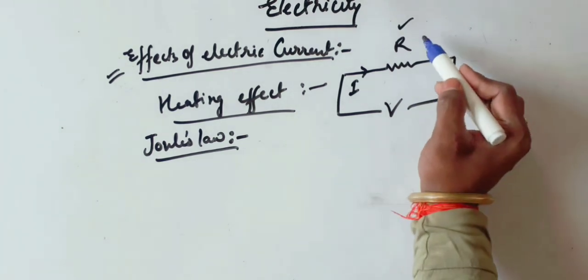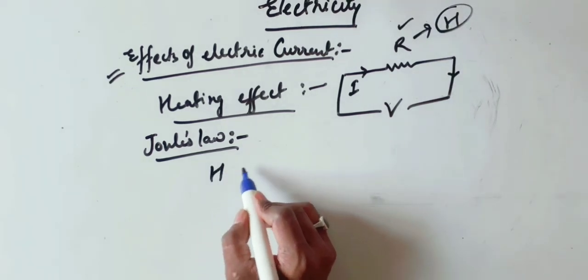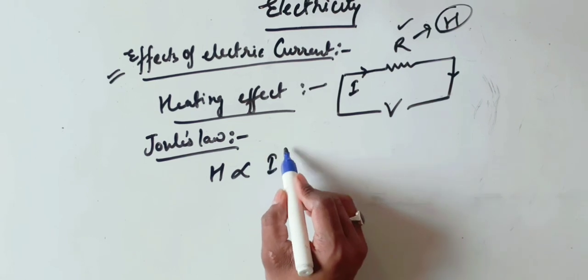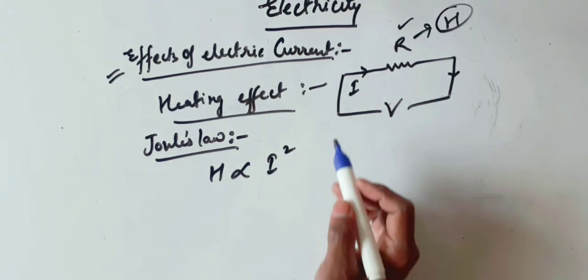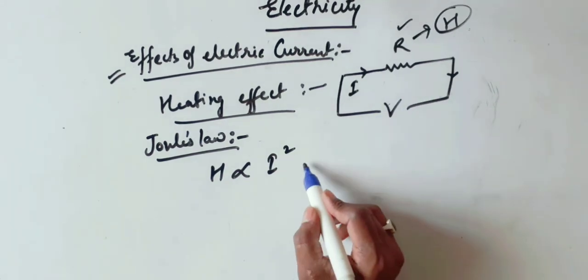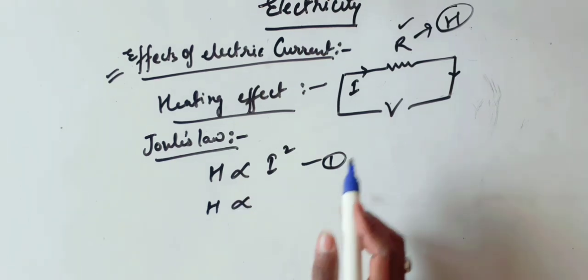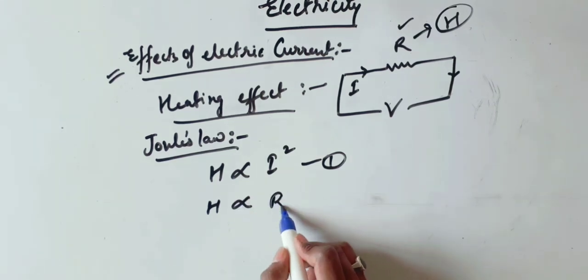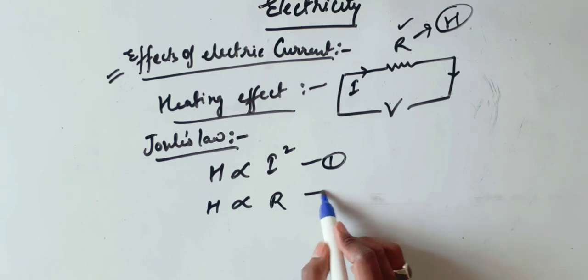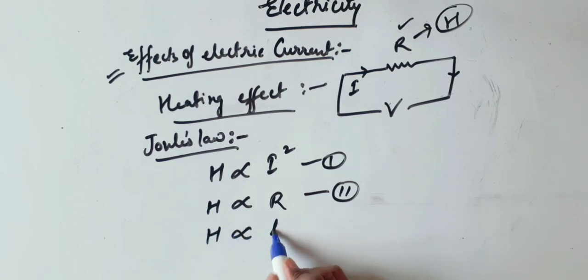So it produces heat, and that amount of heat is directly proportional to the square of the electric current flowing through the circuit. This heat is also directly proportional to the resistance of the circuit. It means if the resistance is higher, then more heat will be produced. And this amount of heat is also directly proportional to the time taken.